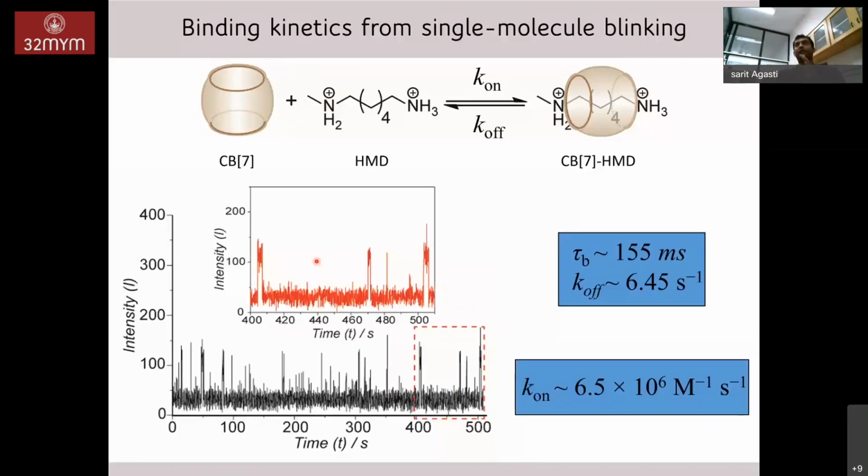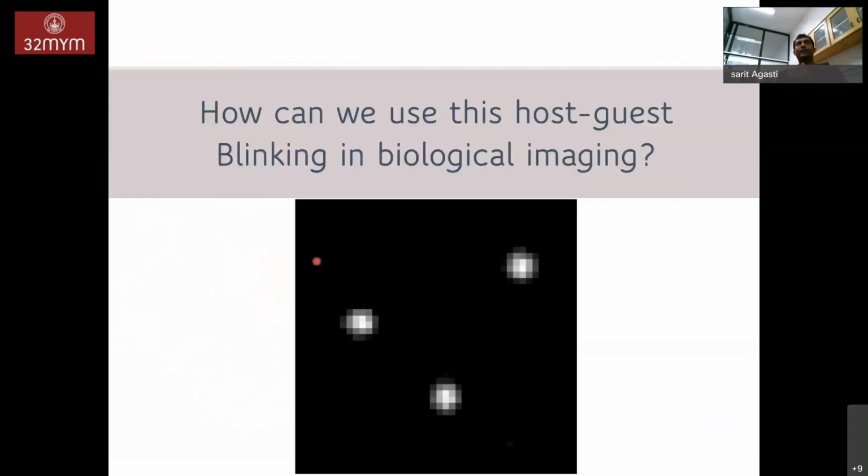Okay, and we can actually plot these. We can get the binding time and off time, the on time of these blinking events, right, which is called single molecule blinking. Now, what can we do with this? What can we use this single molecule blinking for in biological imaging, right?